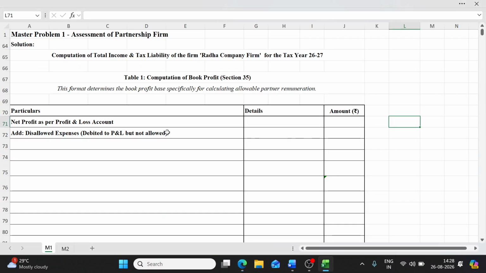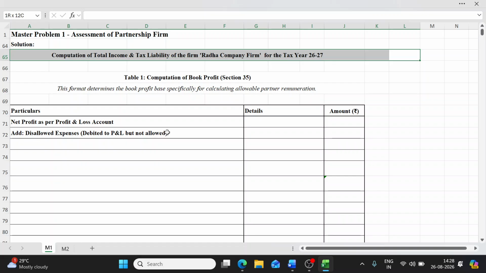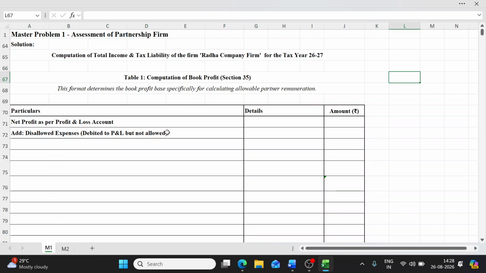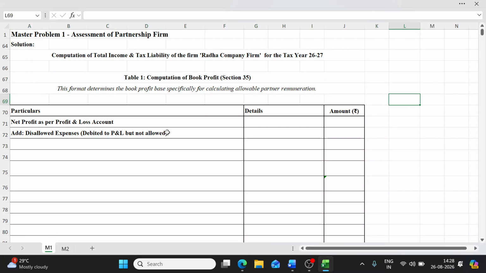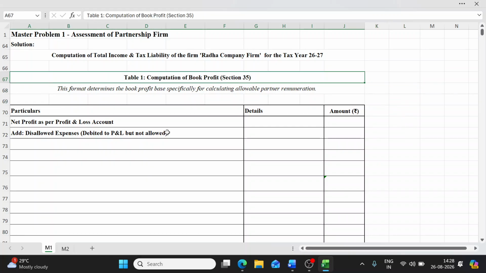So this is the format for the computation of total income and tax liability of the partnership firm, and the tax year is 2627. This is the opening title. Here, first we will find out the book profit, and to find it I have prepared this table, and we all will prepare the same table. By the way, this is step number 1: compute the partnership firm's book profit.